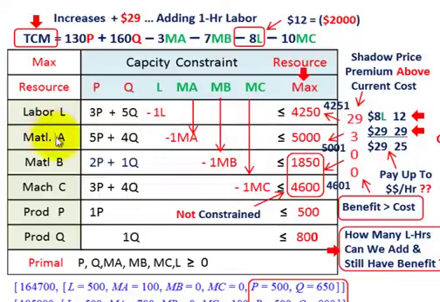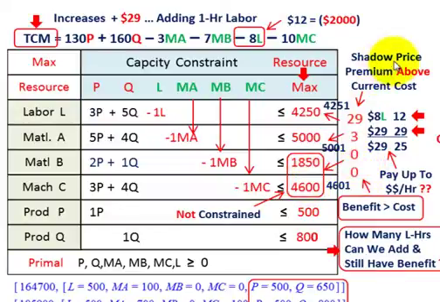And the only other one was material A. You increase that by 1 unit, and we come up with a shadow price of $3, and all that did is increase our contribution margin by $3. Now we did that for material B and machine C too, each increased by a unit, but we came up with nothing. There was no increase in the total contribution margin because they're not constrained. We haven't used all the capacity up, so they're not constrained.